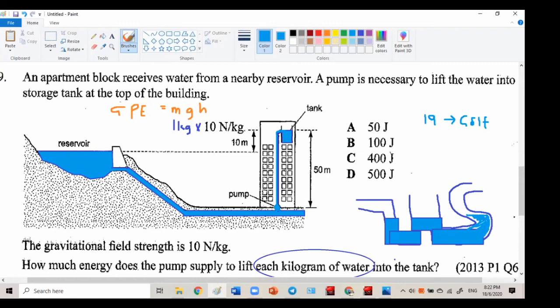Then do you really need to pump 50 meters high? Trick question, right? 40. Because the water is the same height, the water will automatically fill itself up to here. So you need to pump only 10. Understand my meaning? That's why there's very little to pump. You pump 10 and it goes up to the tank already.